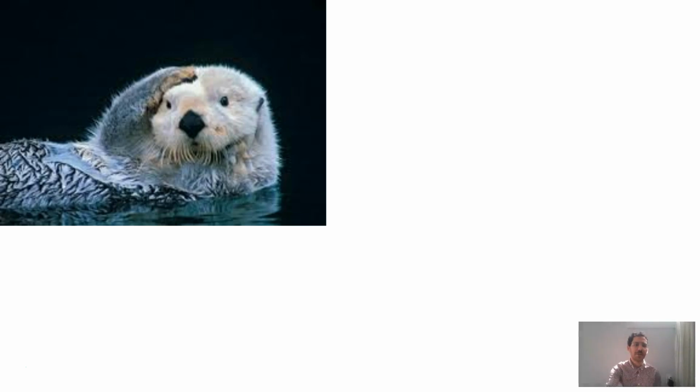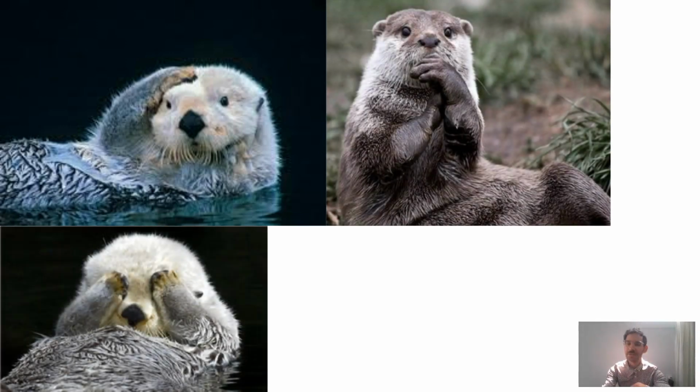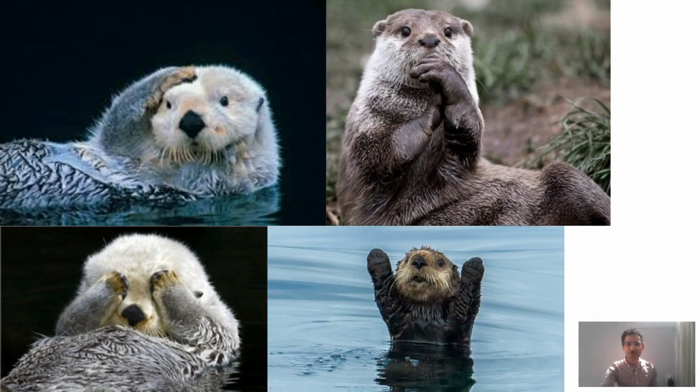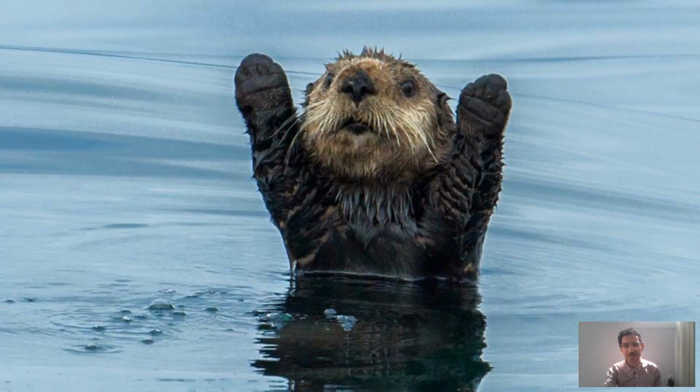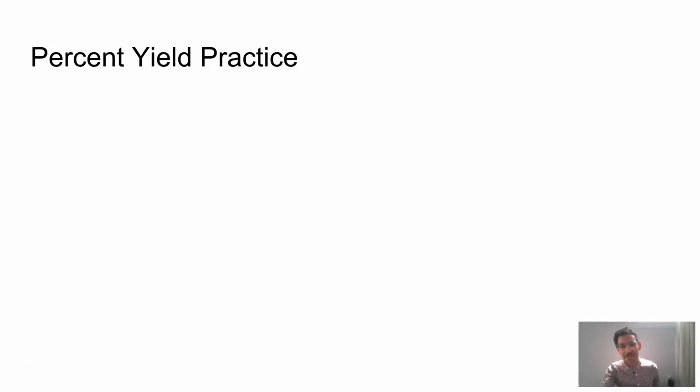Let's look at some otters. Oh my God, look how cute. Look how pensive. Oh, these otters are such expressive creatures. This is one rejoicing. Oh, rejoicing otter. But wait, what are those? What are those bubbles? Those are otter farts, just so you know.